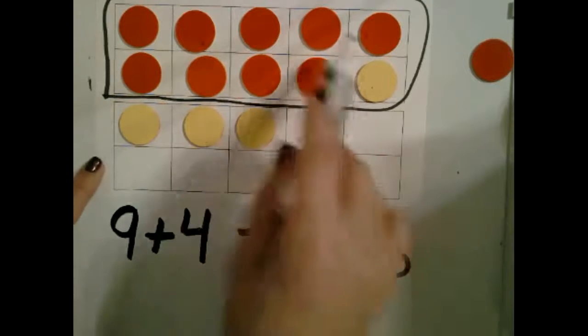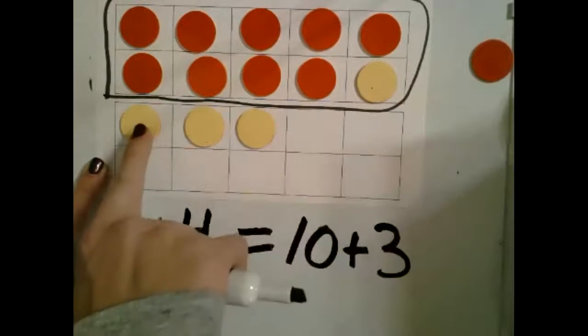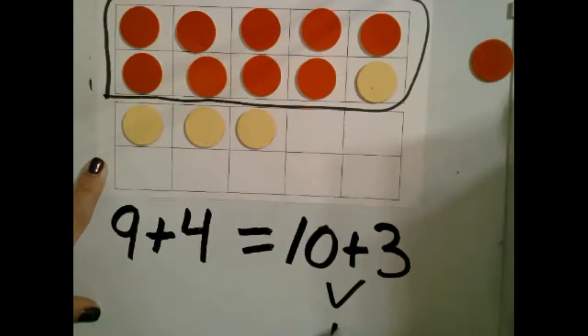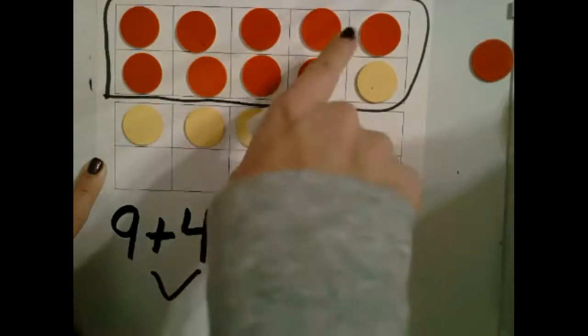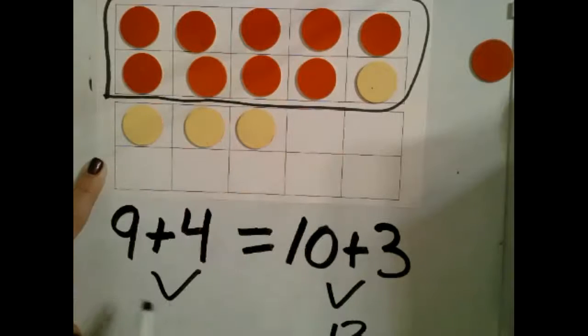Now, if I know that this is 10 and this is 3 more, I know that I have 10, 11, 12, 13. And that is the same as 9 plus 4 more. So if 10 plus 3 equals 13, then 9 plus 4 also equals 13.